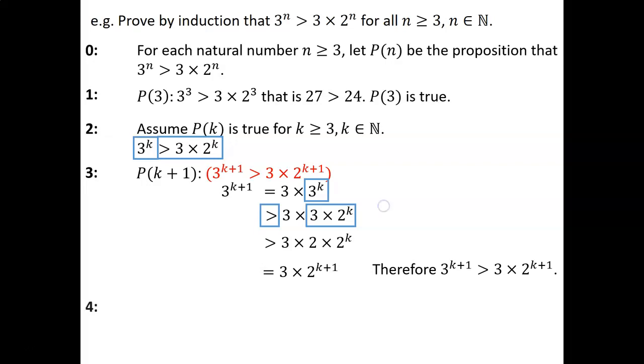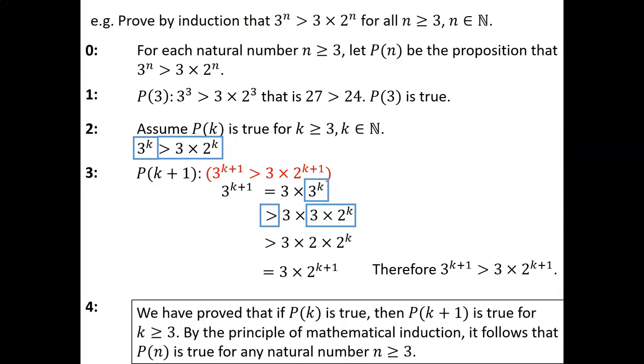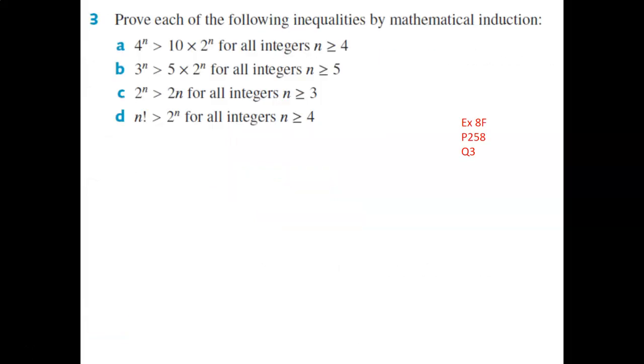As always, step 4, I need to state my conclusion. We have proved that if P(k) is true, then P(k+1) is true for k greater than or equal to 3. And really, I should also say here, k in the natural numbers. By the principle of mathematical induction, it follows that P(n) is true for any natural number n greater than or equal to 3. Pause the video now while you have a go at question 3.